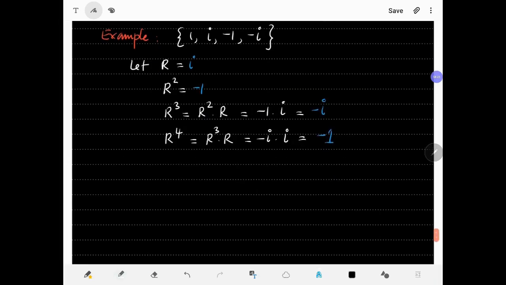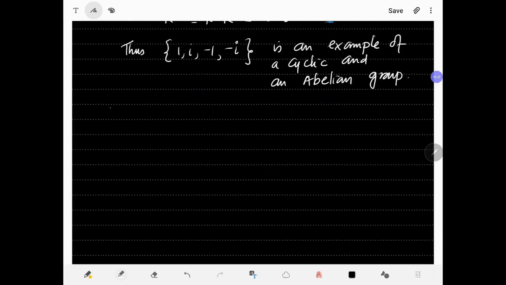So you can see that all elements are regenerated by taking the powers of the element I. Therefore, this group also belongs to a cyclic group. And we have already seen that this group belongs to Abelian also. So this group is cyclic as well as Abelian group.